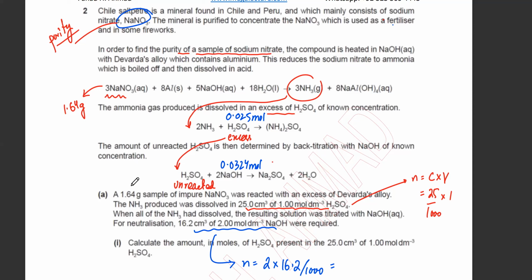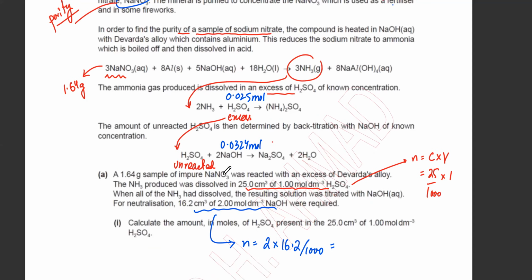I couldn't convert this into moles because this was an impure sodium nitrate. So you can't do that because it's impure. You don't know what the mass of sodium nitrate is. So this is all that's going on. 1.64 gram of this is dissolved in NH3. That NH3 is then dissolved in 0.025 moles of H2SO4, and the leftover H2SO4 is then taken and reacted with NaOH, and you know the moles of NaOH as well. So this is all that is given.